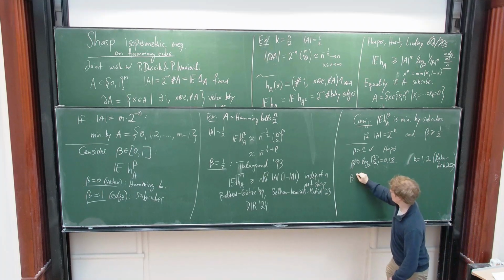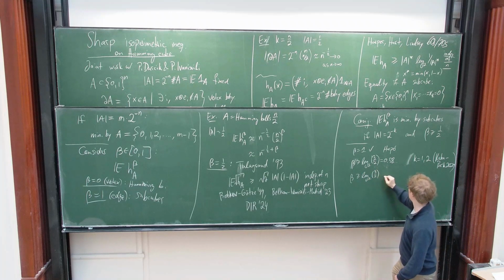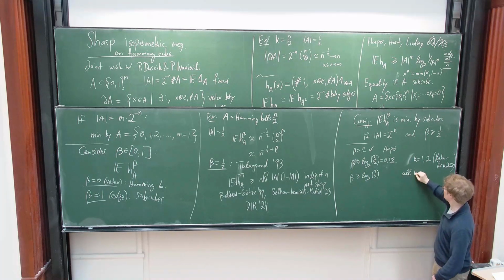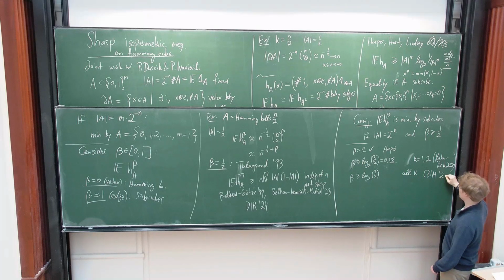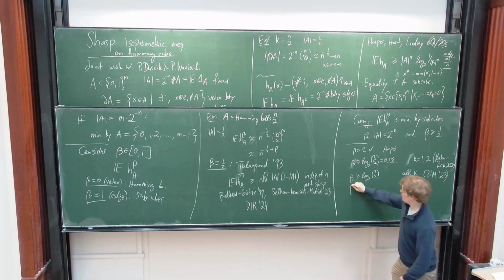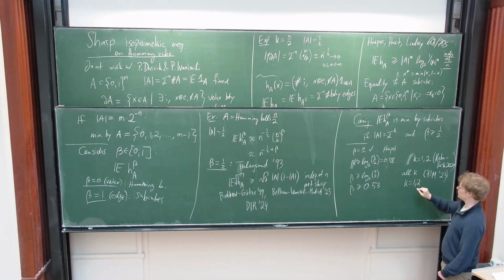And then this was further improved to the same threshold, but for all k, by Beltran, Ivanishvili, and Madrid last year. And they were also able to lower this threshold to 0.53, but only for k 1 and 2, so for the half cube and the quarter cube, also by the same.